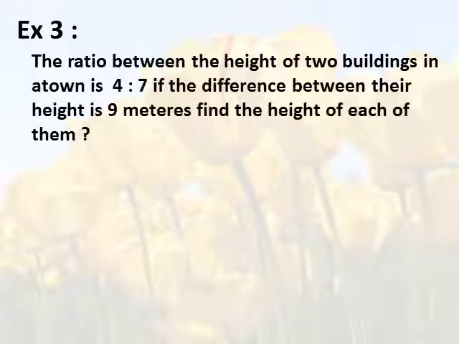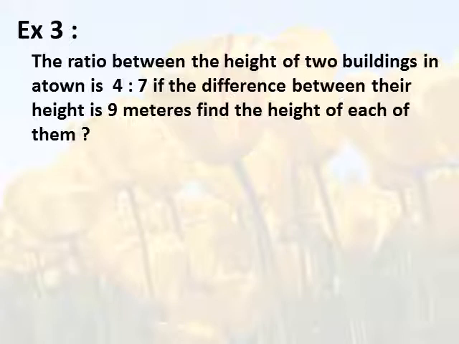Exercise number 3. The ratio between the heights of two buildings in a town is 4 to 7. Again, the ratio between the heights of the two buildings, the first building and the second building, is 4 to 7.